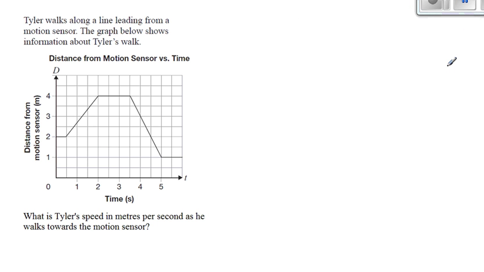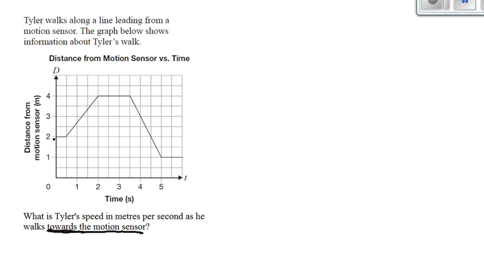Tyler walks along a line leading from a motion sensor. The graph below shows information about Tyler's walk. What is Tyler's speed in meters per second as he walks towards the motion sensor? So the most important part of this question is making sure you remember what it looks like on a distance time graph when someone walks towards an object. In this case, towards the motion sensor.